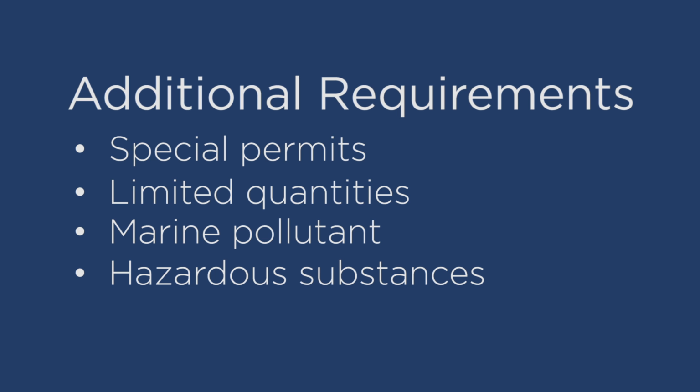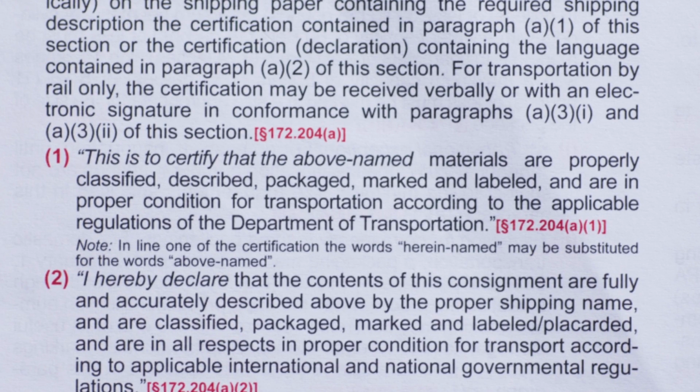Regardless of the format, the shipping paper must contain a certification statement that certifies that the shipper or the offeror has done everything that they should be doing to bring that shipment fully in compliance before it's offered for transport. And the certification statement can be described in the following 2 ways. This is to certify that the above named materials are properly classified, described, packaged, marked, and labeled, and are in proper condition for transportation according to the applicable regulations of the Department of Transportation.